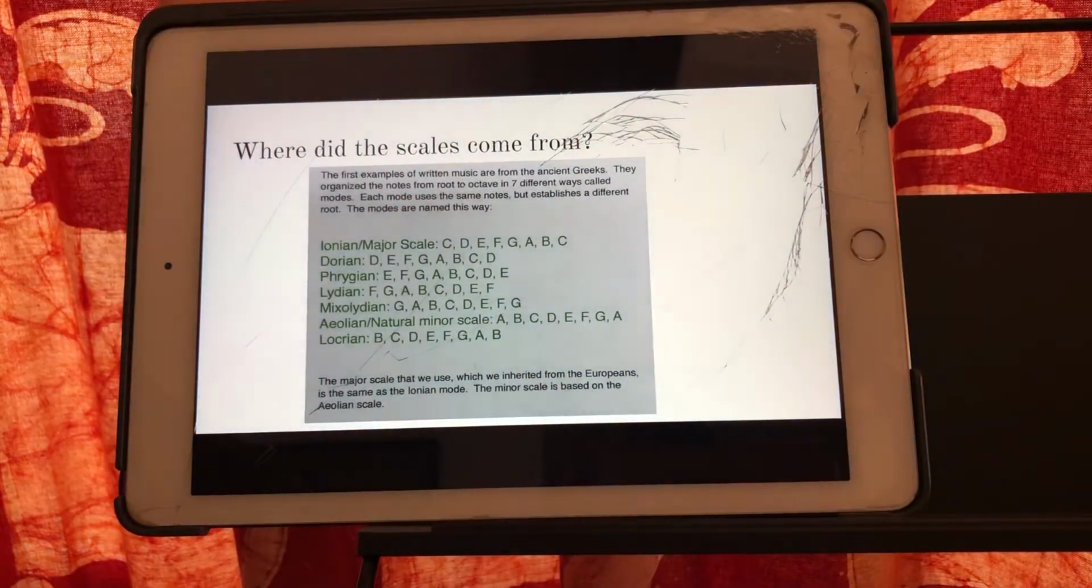So first, let's think about where the scales came from. The scales, meaning the major and minor scales that we use in modern music, have their origins in ancient Greece.